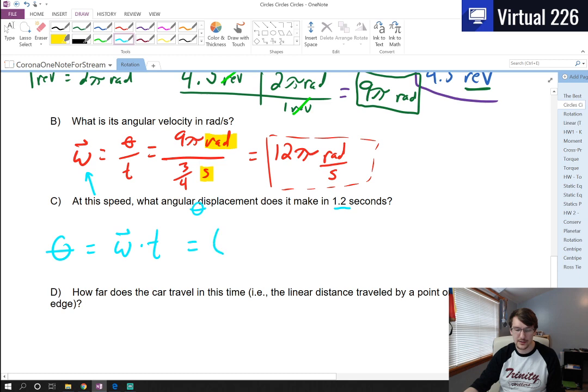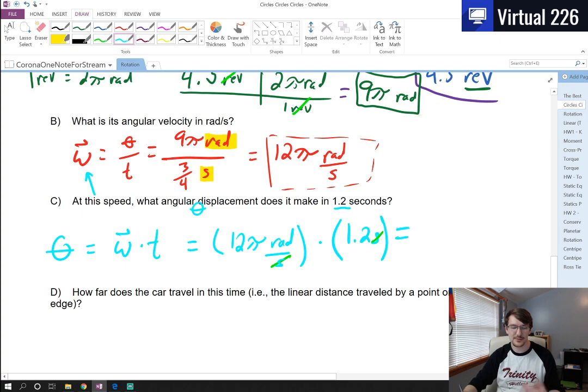We know the omega here. That omega is the 12 pi radians per second. And we're just multiplying that by a time of 1.2 seconds. We easily see that the seconds in the denominator and numerator go away. I'm still going to leave this answer in pi. It's going to be 12 times 1.2, which I don't know what that is, so I'll pull out a calculator. 12 times 1.2 is 14.4. So we've got 14.4. Don't forget your pi. And that's going to be radians, because that's the only unit I have left.